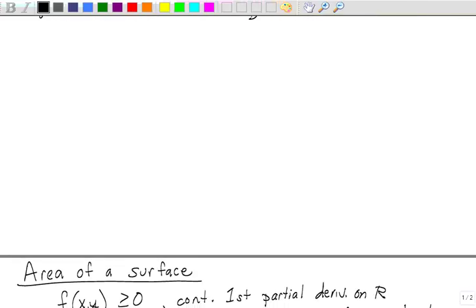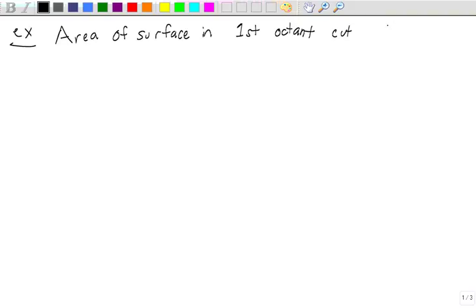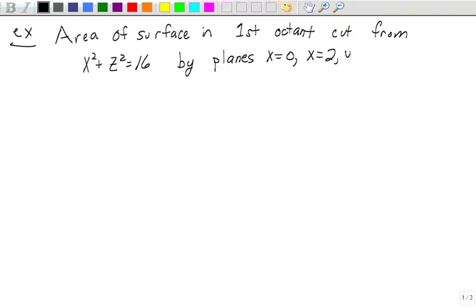So let's do an example. I want the area of the surface in the first octant cut from x squared plus z squared equals 16 by the planes x equals 0, x equals 2, y equals 0, y equals 3.